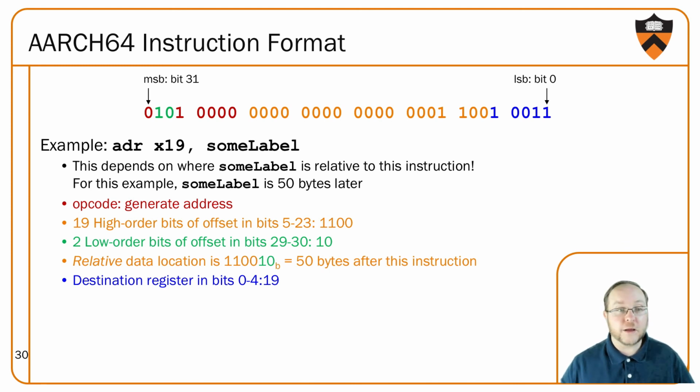When we concat 1, 0 onto the end of 1, 1, 0, 0, we get 1, 1, 0, 0, 1, 0. That's 32 plus 16 plus 2. We have a relative address of 50 bytes.